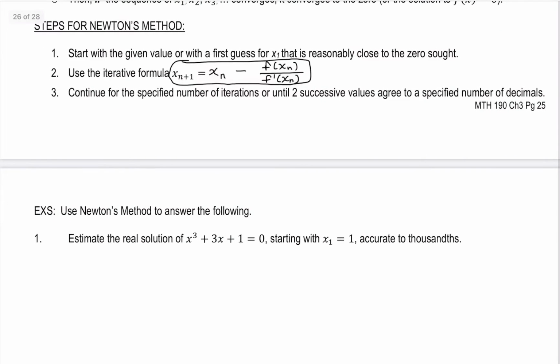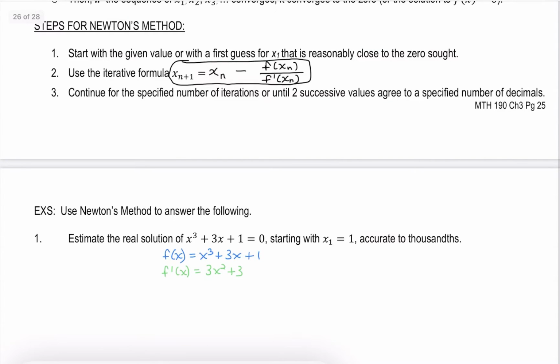So estimate the real solution of x cubed plus 3x plus 1 equals 0, starting with x sub 1 equals 1, accurate to the thousandths place here. All right, so the things I'm going to need in this process is, of course, the f here is the function that I'm trying to find the 0 for, or the real solution. So this is my f of x. And that, of course, means the other key piece we need is the f prime of x. And so that's our 3x squared plus 3.